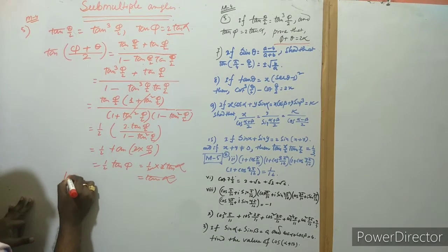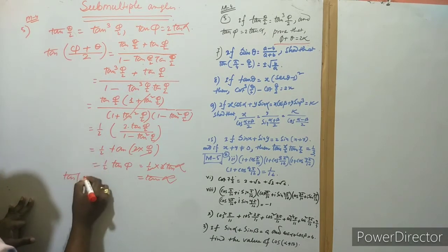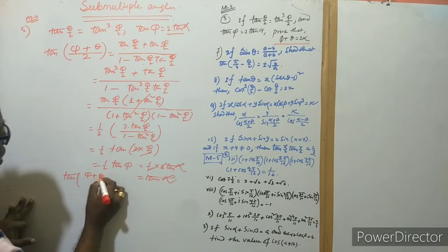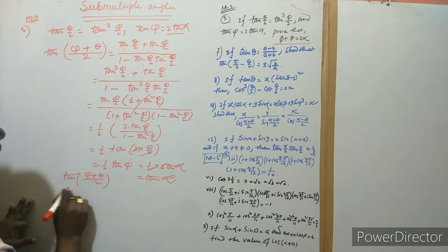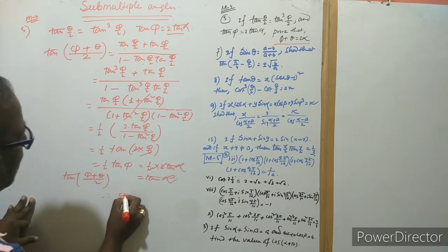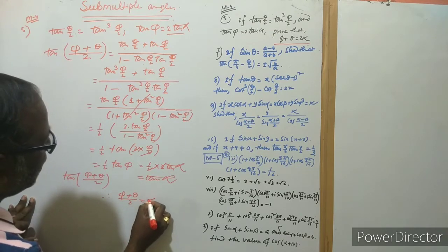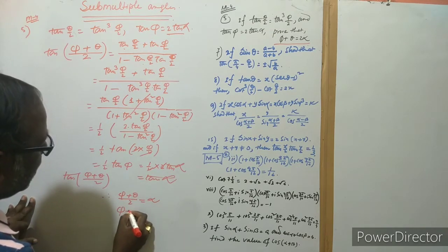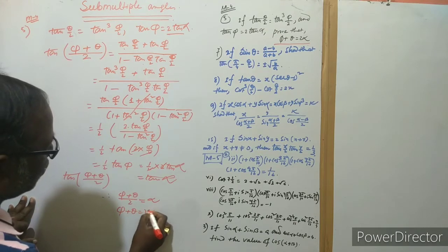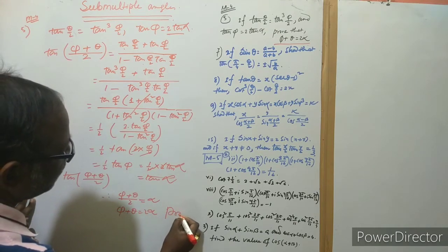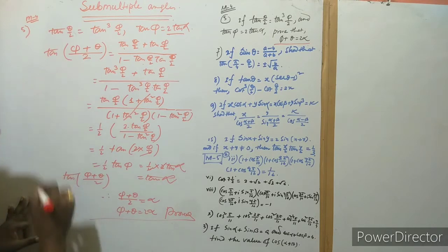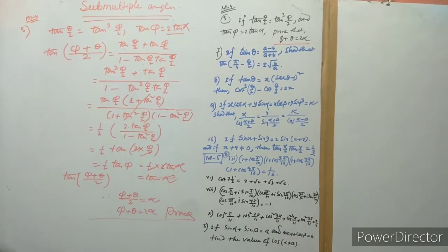And now on the left hand side, this is phi plus theta by 2 here. Okay, then compare with this, then we get phi plus theta by 2 is equal to alpha, so we can write phi plus theta is equal to 2 alpha. Proved. Okay, very interesting question. See the solution carefully. And now we proceed to the next question. Question is 7 here.